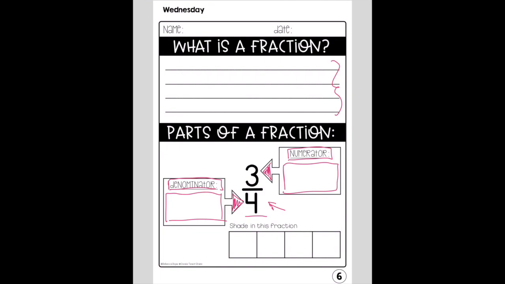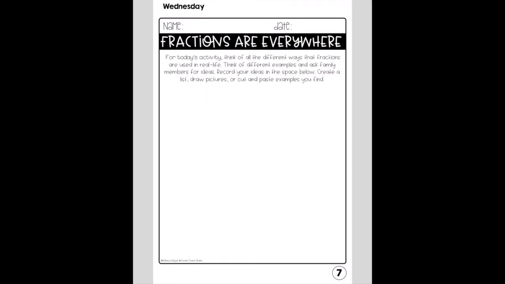All right, on the next page, fractions are everywhere, so for today's activity, think of all the different ways that fractions are used in real life. Think of different examples, ask family members for ideas, record your ideas in the space below, create a list, draw pictures, or you can even cut and paste examples you find. So maybe you can find them in flyers or magazines. Here's a hint. We use fractions a lot in the kitchen. So if you don't know where to start, start there and then move on to elsewhere, okay?